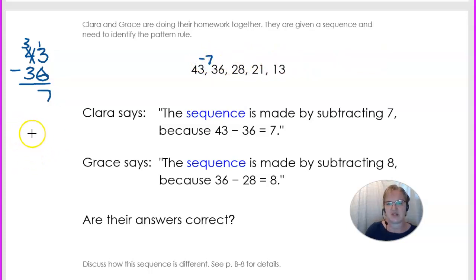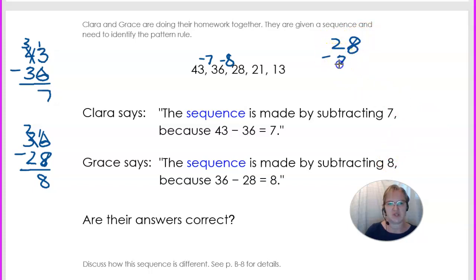What about 36 to 28? 36 minus 28, what will we end up with? 2 there, 1 there. 16 minus 8 is 8. 2 minus 2 is 0. So we are subtracting 8 here. Interesting.